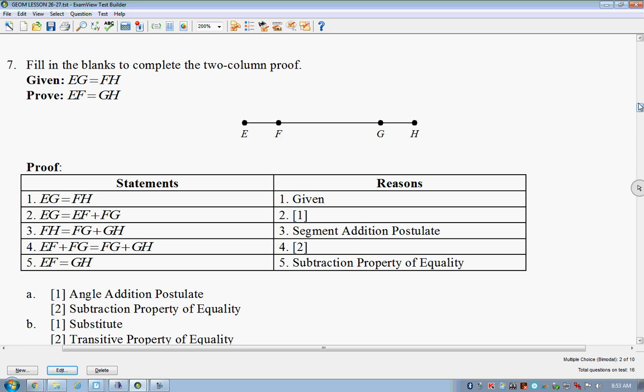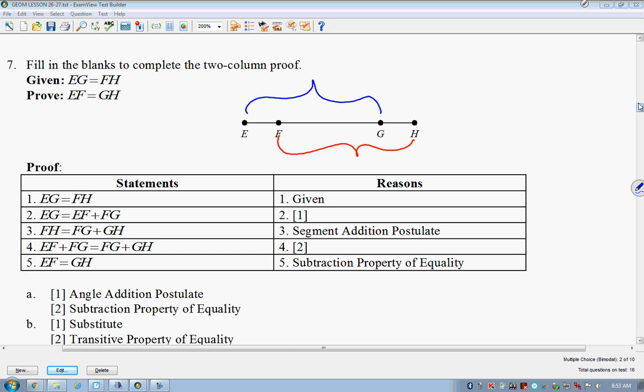We want to fill in the blanks to complete this two-column proof. My given is that EG is congruent to FH. Those two things are equal to each other, so that's what they start off with. EG is equal to FH. Now, we want to look through the completed proof and see what they've done to get from step to step.